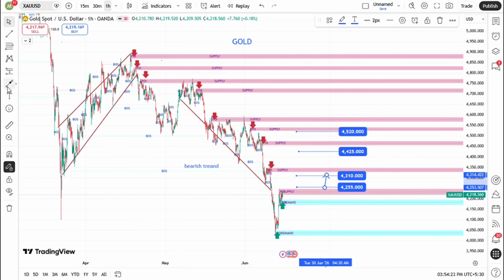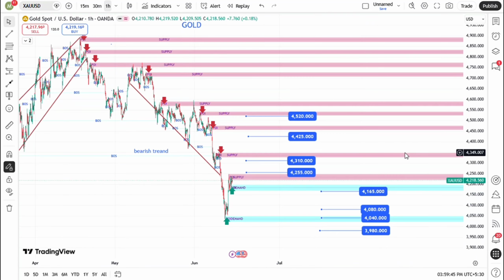The market objectives will focus on clearing buy-side liquidity, targeting Scenario 1 at 4,310, Scenario 2 at 4,425, and Scenario 3 at 4,520. Conversely, if the current supply holds, we anticipate a structural breakdown.